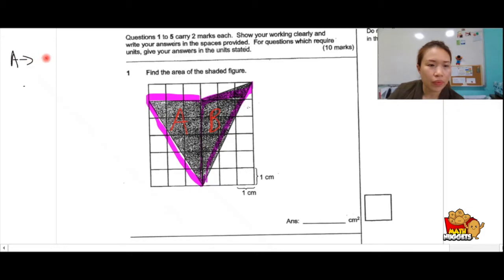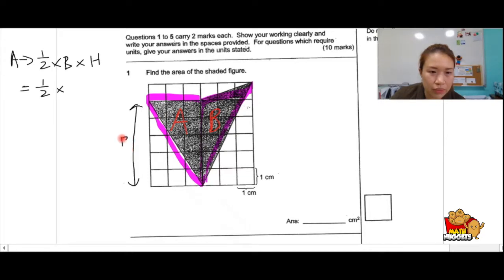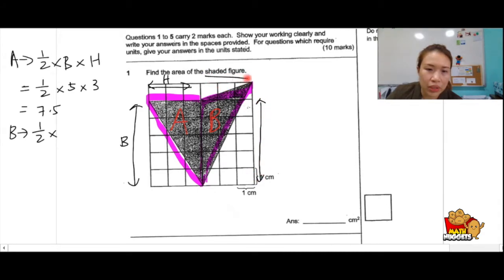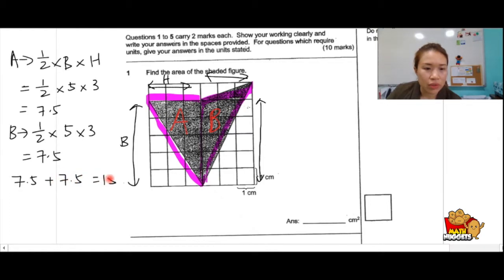So triangle A, half times base times height. Our base could be here, okay? And if that's the base, our height is here. So the base is 5, height is 3, this is 7.5. So the area for B, half times base times height again. Base would be here, height would be here. It's in fact the same. Half times base, which is 5, times the height, which is 3, gives us 7.5 again. So the total area would be 7.5 plus 7.5, which is 15 square centimeters.